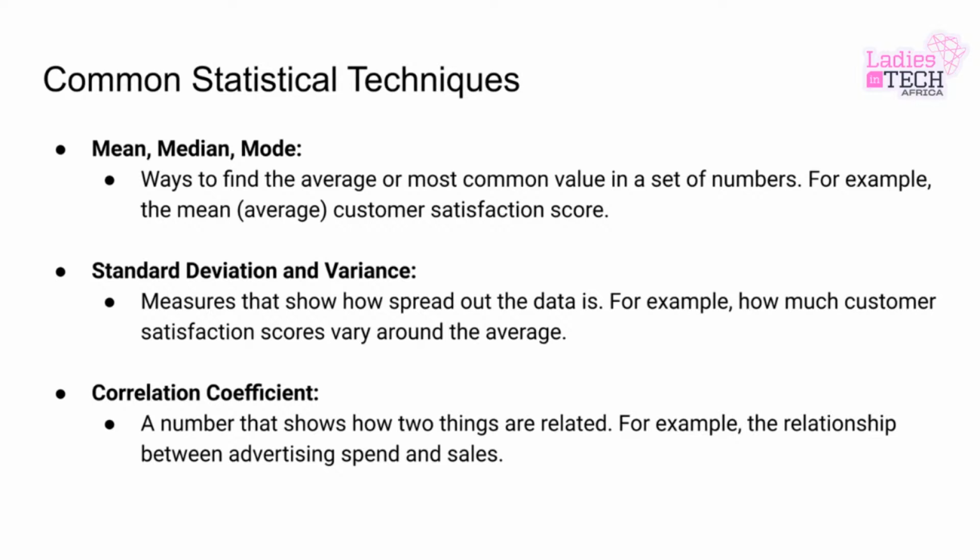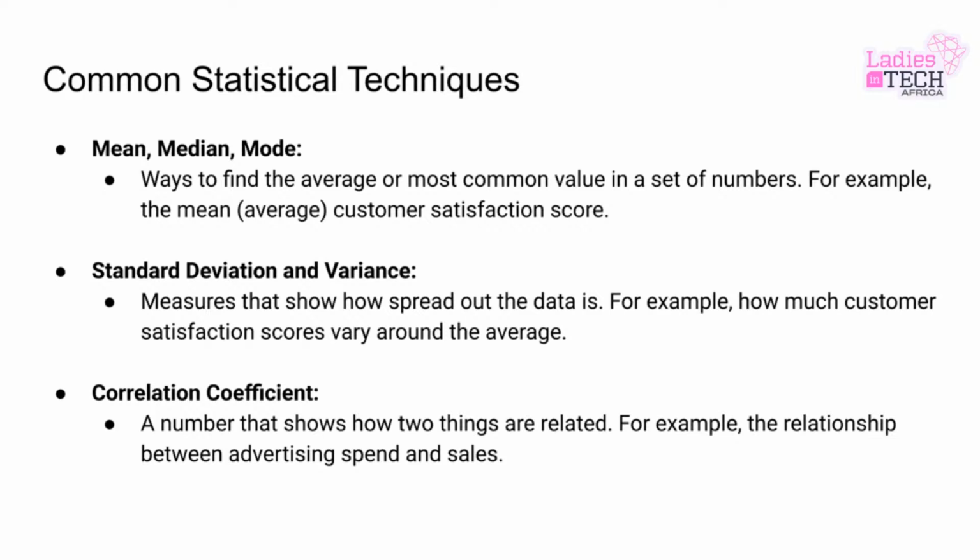This helps you to find the average or the most common value in a set of numbers. For example, you can find the mean average of a customer satisfaction score. Imagine you put out a survey and ask customers to rate, between 1 to 10, how satisfied they were. If 10 people filled in 5, another 9 filled in 8, another 10, you can just get the average, and this is the average customer satisfaction score. If you have 5, 6, 7, that is very good. If you have below 6, below 5, you know there's a problem.